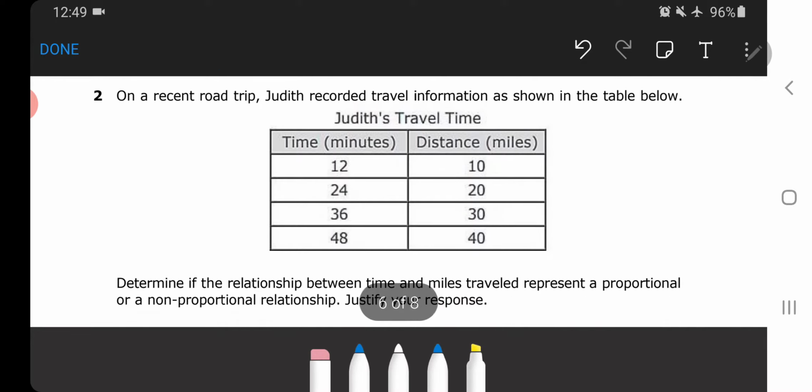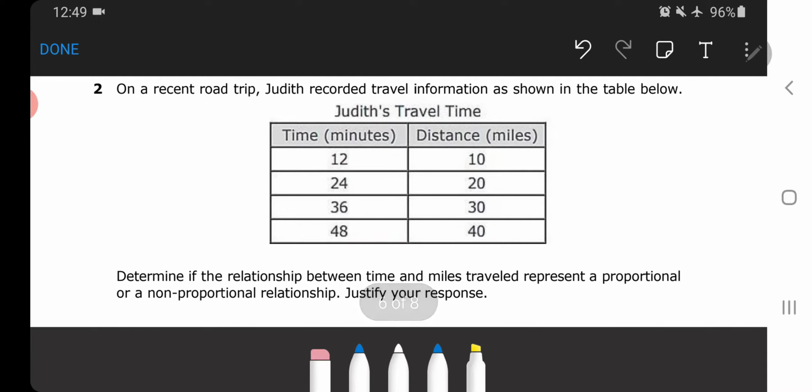Alright, on this one: on a recent road trip, Judith recorded travel information as shown in the table below, time versus distance. Determine if the relationship between time and miles traveled represents a proportional or non-proportional relationship. Justify your answer. There are a couple of routes we could go to solve this.